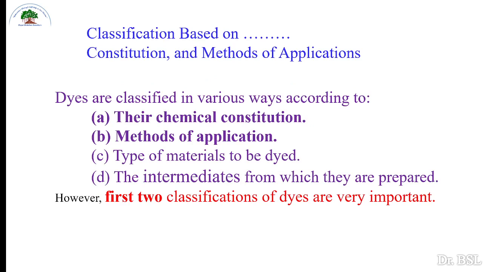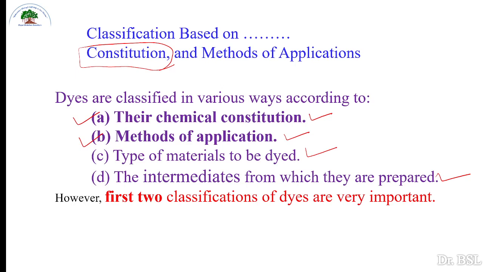Let us see classification based on constitution and methods of application. And the first basis of classification, that is the constitution. Dyes are classified in different ways according to their chemical constitution, methods of application, types of materials to be dyed, the intermediate from which they are prepared. These are the number of different bases on which the dyes are classified. But for our syllabus, only two bases are there, that is depending on the chemical constitution and methods of application. However, first two classifications of dyes are very important and these are for our syllabus.